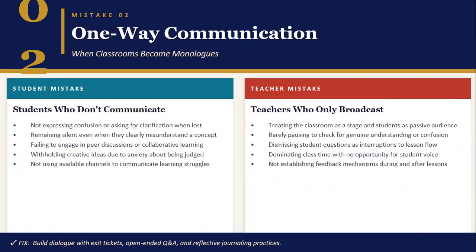Second one is one-way communication. Mistake number 2. When classrooms become monologues, the learning becomes very limited. So, from the student's point of view, students very often hesitate to communicate. They remain silent even when confused. They avoid discussions. They suppress ideas due to fear. But communication is essential. Clarity begins with asking questions.